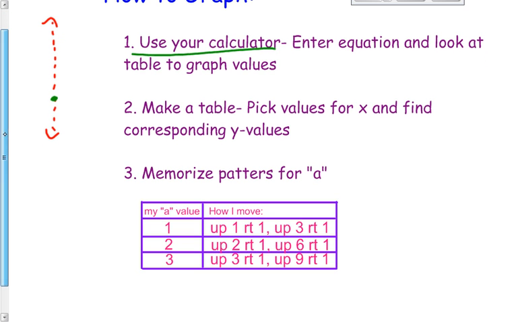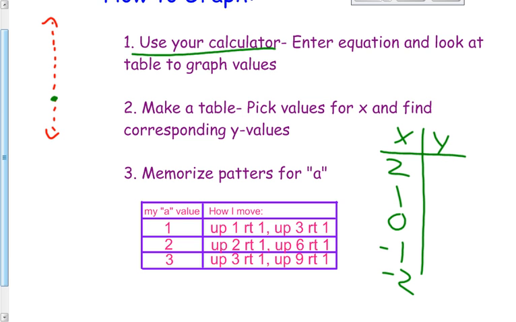Another way you could do it is you can make a table, and you guys probably did this with linear functions back in like the 7th or 8th grade, where you could say, well, let's see what happens when x is 2, what happens when x is 1, what happens when x is 0, -1, -2, and then you get these resulting y values. You can plot all those on your xy coordinate grid, and you can get a picture. That one is more tedious. I wouldn't recommend doing this one, but you certainly could.